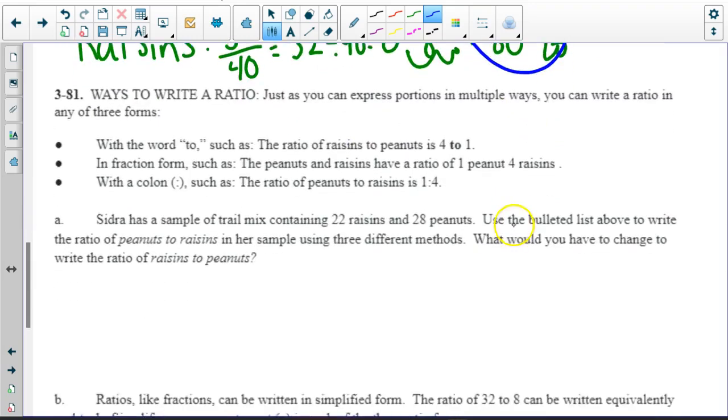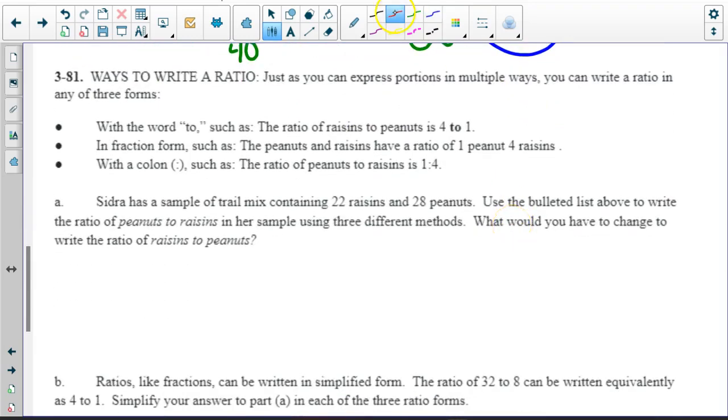There are 3 ways that you can write a ratio, and they are right here. The first way is you could write it with the word "to." So you would write the ratio of raisins to peanuts is 4 to 1. You could also write it as a fraction. The peanuts and raisins have a ratio of 1 peanut to 4 raisins, so you'd write that as 1/4. And with a colon, the ratio of peanuts to raisins is 1 colon 4. So those are the 3 ways that you would write ratios.